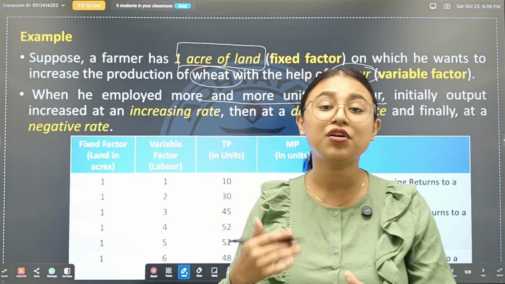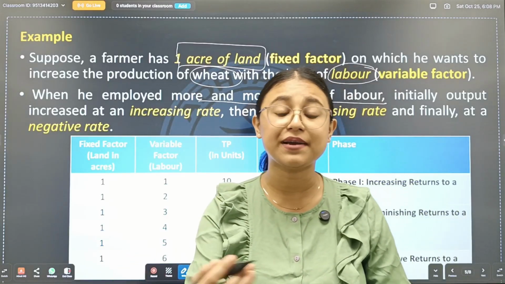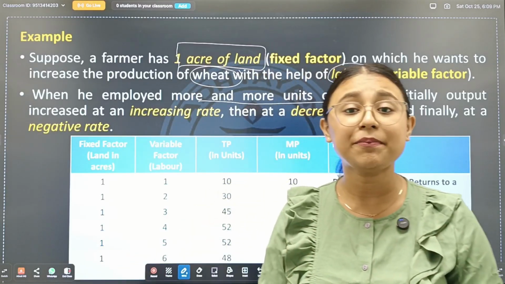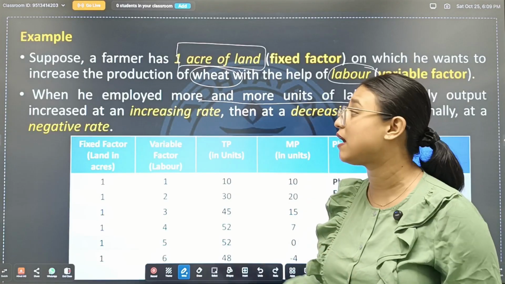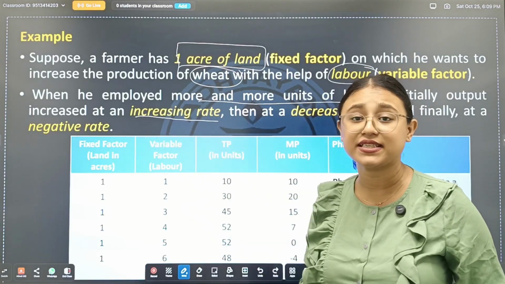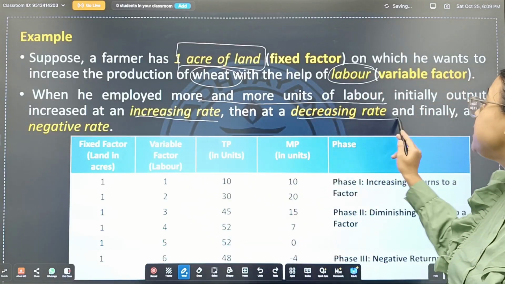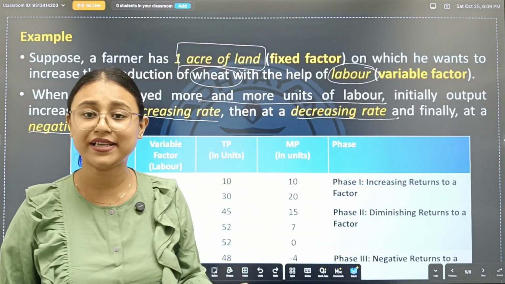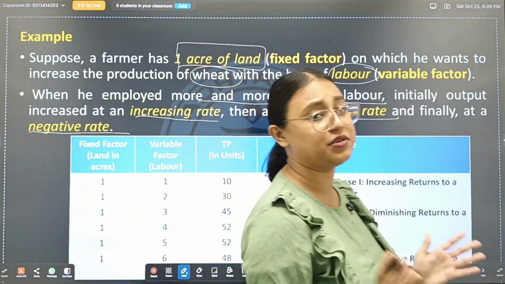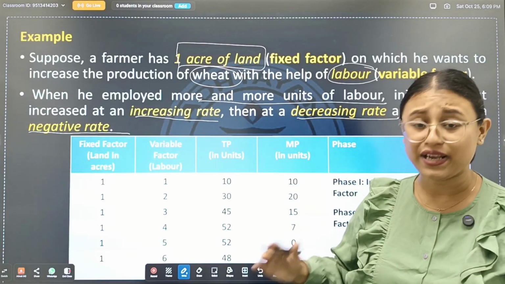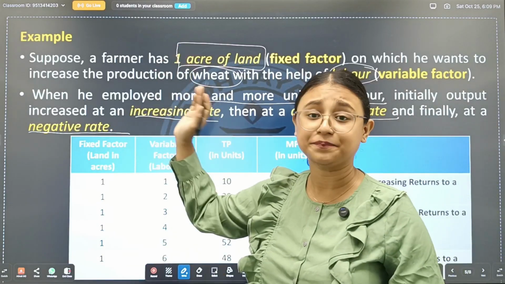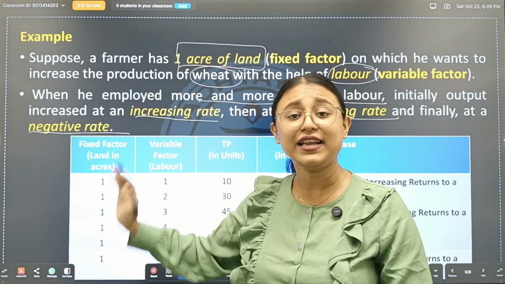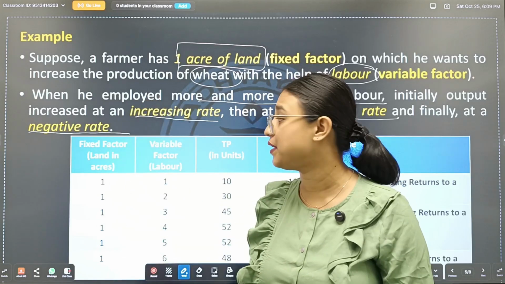As he keeps employing more and more units of labor with the land, what do we find? The total product, or total output, firstly increases at an increasing rate, then at a decreasing rate, and finally at a negative rate. Fine? Understood? So the law of variable proportion comes into operation even in this example. Fine? This example, let us look at through a schedule.